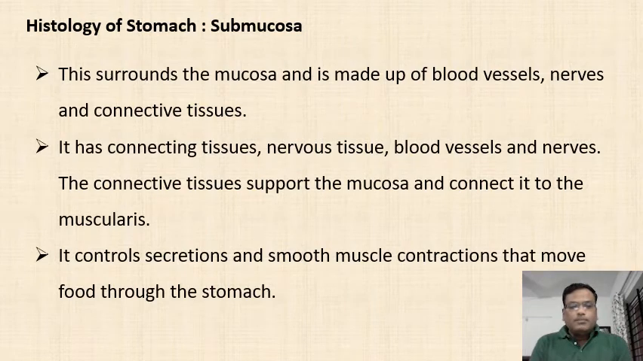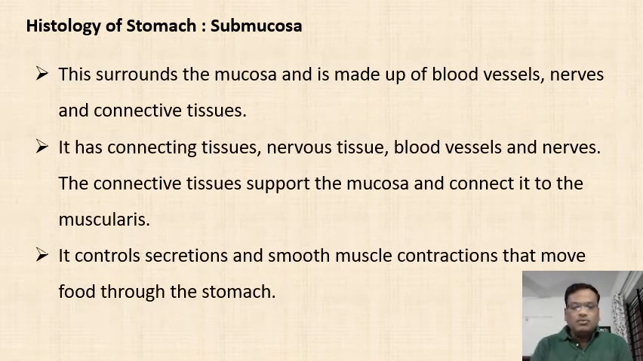And coming to the submucosa, this surrounds the mucosa and it is made up of blood vessels, nerves, and connective tissue. This is a common composition of almost all connective tissues; the connective tissue has nervous tissue, blood vessels, nerves, right? Now what happens is it actually supports the mucosa, and the materials are going to pass through this submucosa.